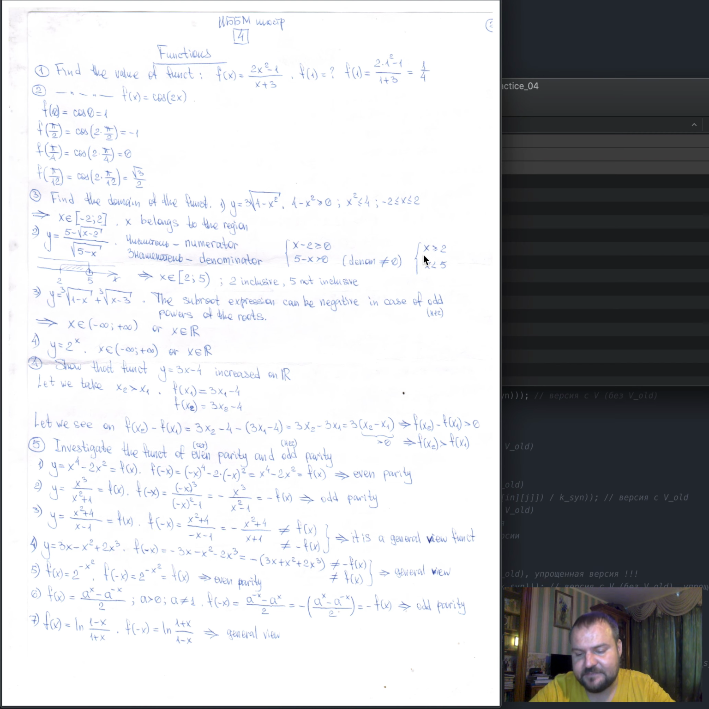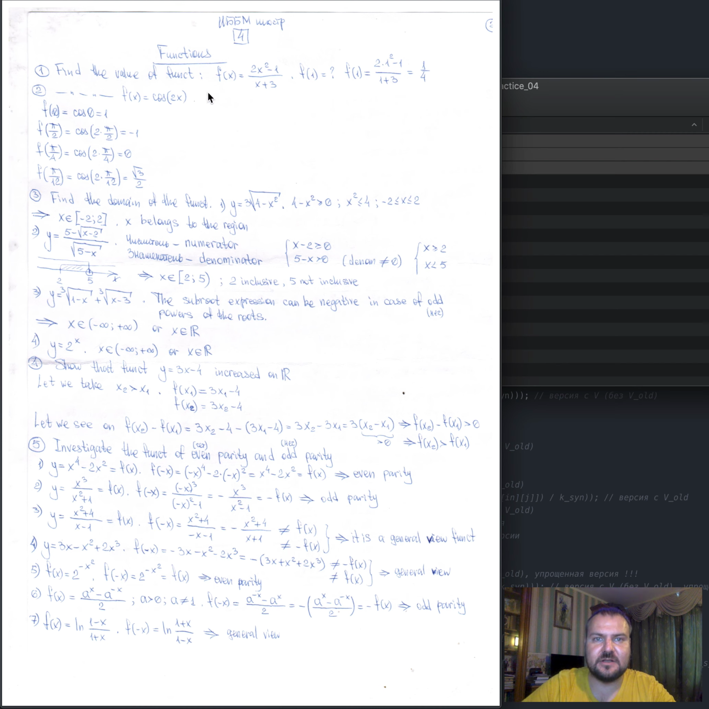The functions. So the functions, this is when one letter y depends on the letter x. One value depends on another value. Now, for example, the first example: find the value of the function.